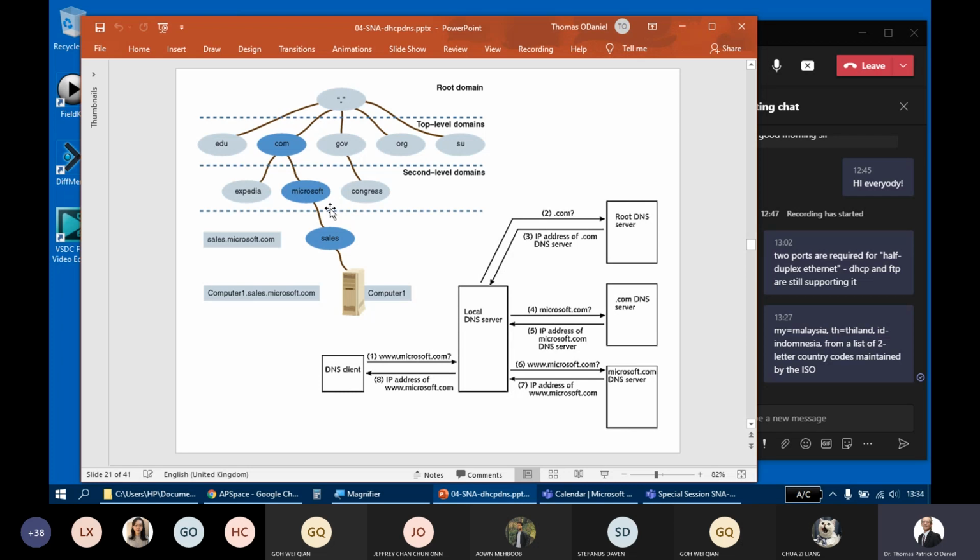And if you register it, you get it for a while, but it's the same kind of model as DHCP. You have to renew your lease on that domain name every so often. And if you let it expire, it just goes back into the pool of available domain names, and somebody else can come along and pay the money and grab it up.